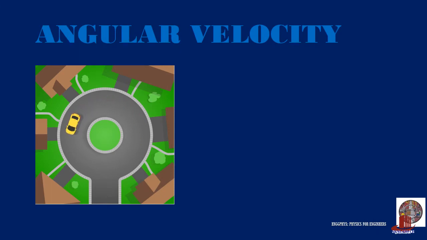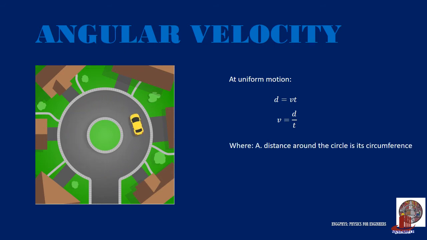To solve for the angular velocity, we derive the formula from uniform motion. As explained, distance is velocity times time, which gives velocity as displacement or position all over time. In a circular motion, the distance is taken as the circumference of the circle, and time is the period to make one full revolution. Thus, the formula for velocity is 2πr over the period T.